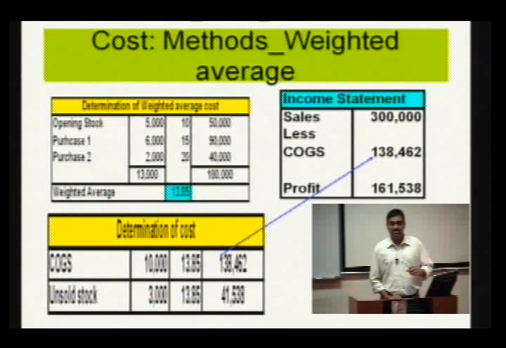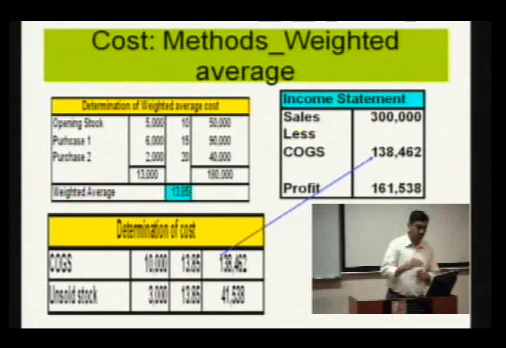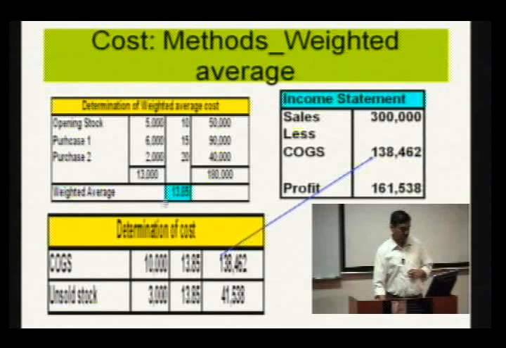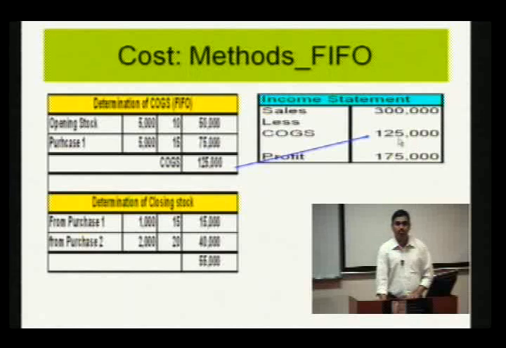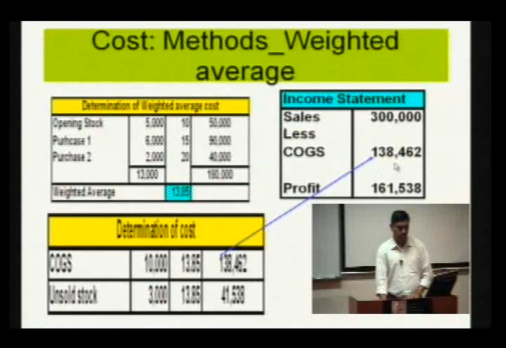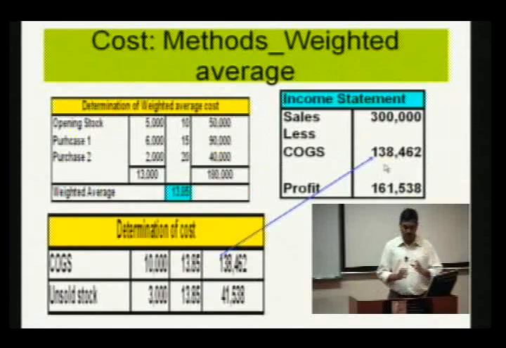Whereas in weighted average, instead of linking it with each individual purchase, we find the weighted average, and the weighted average is, in this case, the total value divided by the total quantity, and that comes to 13.85. So, the inventory will be valued at 3,000 into 13.85, and the cost of goods sold will be 10,000 into 13.85. And you see the cost of goods sold. In the previous case, cost of goods sold is 125,000. In this case, 138,000. So, let me put them together.